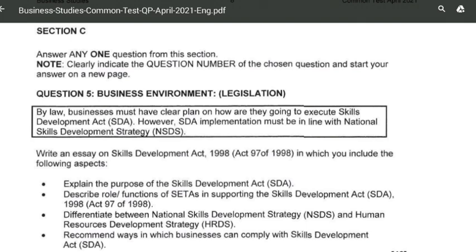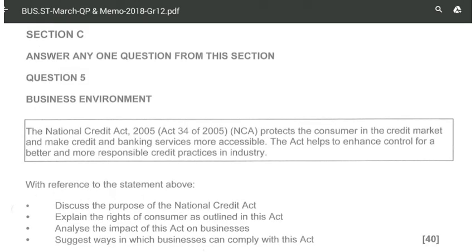So then you will see there that I have given some more options from a different question paper on how the topic of legislation can come up. This one is a common test from April 2021, right? And it says that you need to write an essay on the Skills Development Act, which includes the following aspects. So you see here we are writing about the SDA. Every note on the SDA, you will still find it on that same video we talked about. So you can do the same thing for the SDA and then put it in your notes and study it as an essay.